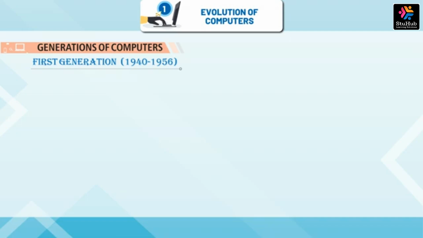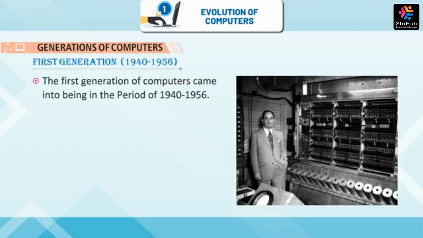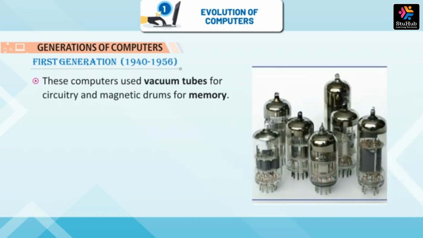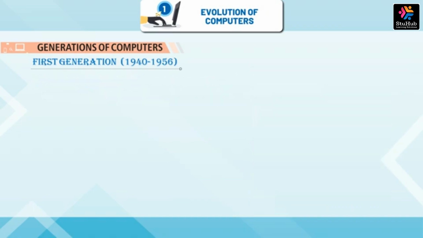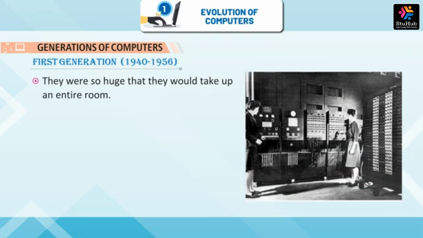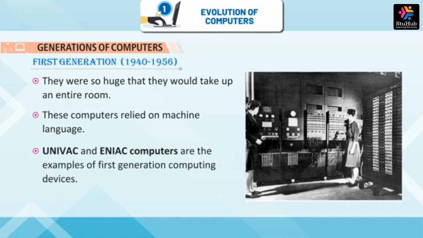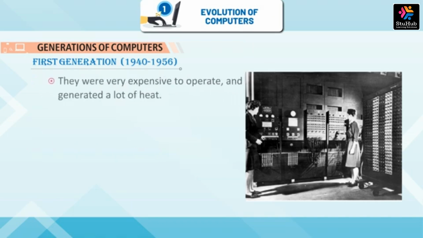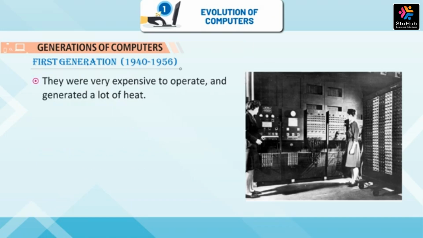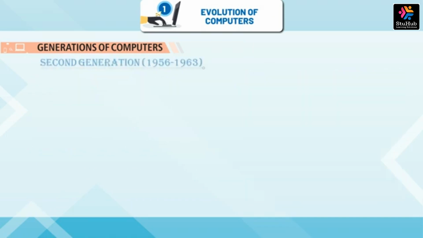First generation, 1940 to 1956. The first generation of computers came into being in the period of 1940 to 1956. These computers used vacuum tubes for circuitry and magnetic drums for memory. They were so huge that they would take up an entire room. These computers relied on machine language. UNIVAC and ENIAC computers are the examples of first-generation computing devices. They were very expensive to operate and generated a lot of heat.